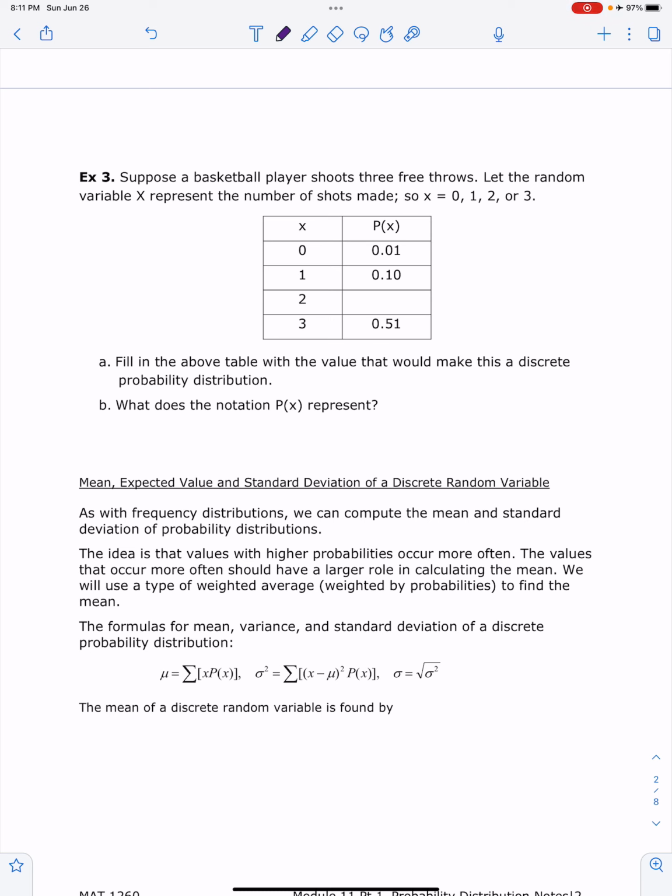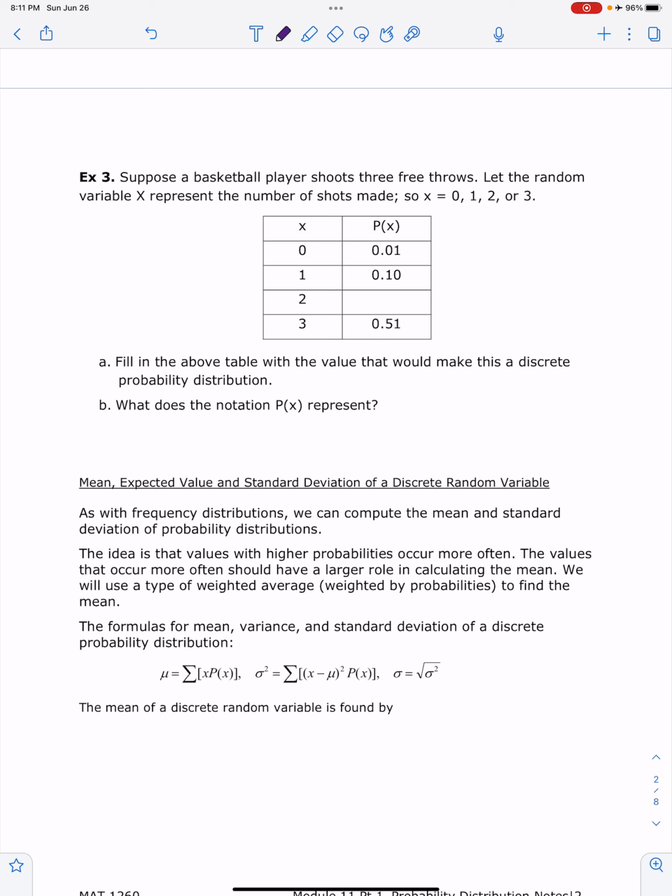We have a basketball player who's shooting 3 free throws. And so there are 4 different ways that this can happen. Our basketball player can make none of the shots. We've got a 0.01 or a 1% chance that it happens that way. Can make one of the shots, there's a 10% chance. Can make 3 of the shots, there's a 51% chance.